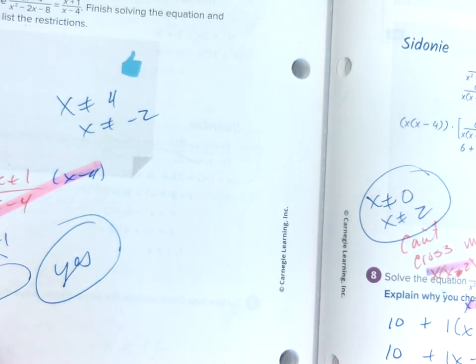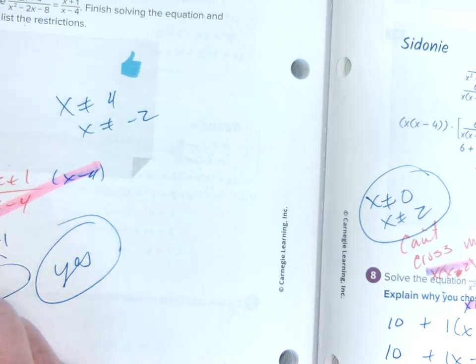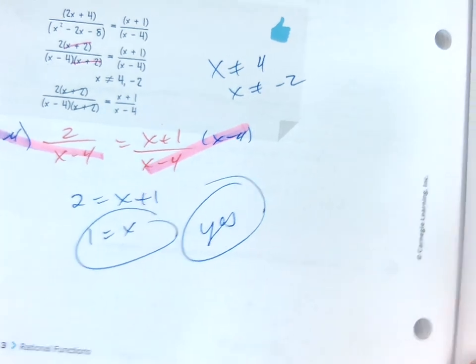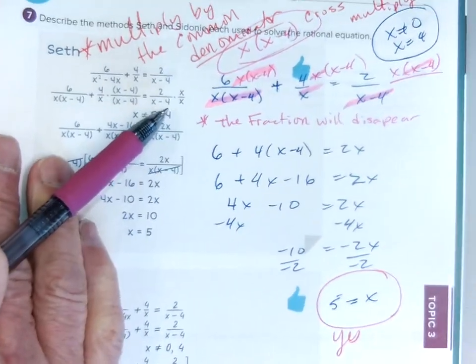Is that answer okay? Yes, because the only things x cannot be are 4 and negative 2, but x equals 1 is okay, so yes, we keep that answer. Sorry, I went off the page, okay? My bad. Okay, then we looked at a problem that Seth did.